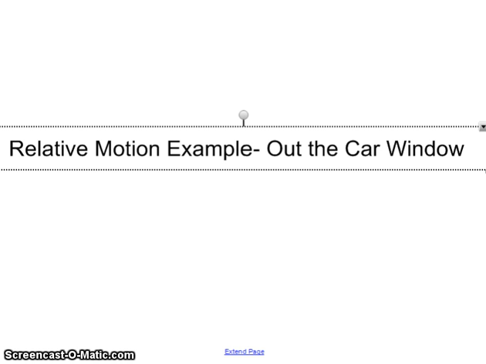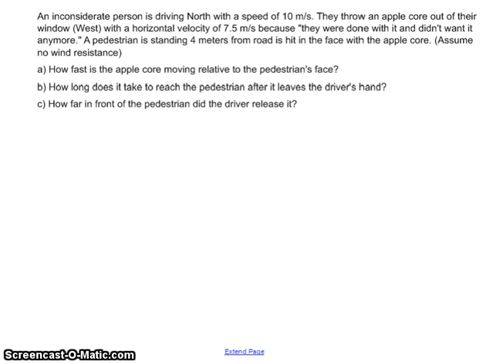So today we're talking about a relative motion problem, and what we are trying to do is figure out how things move when other things are also moving, or when we actually do consider the fact that other things are moving. So here's an example problem.